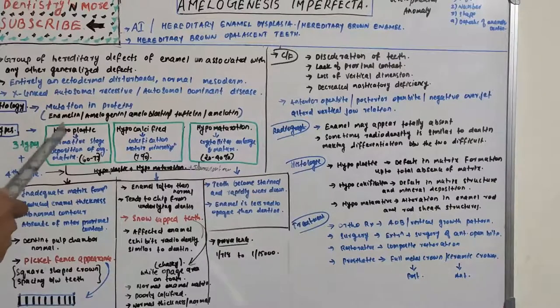So in hypoplastic, we have inadequate matrix formation because it's affecting the formative stage, and reduced enamel thickness. There will be abnormal contour. The contour will be affected. We have a perfect contour in a normal tooth, with normal tooth anatomy. The contour will be there.